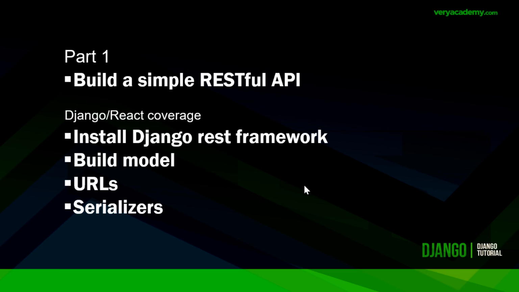So part one is going to be really simple. We're going to build a simple REST API. So we're going to install the Django REST framework, build a new model, configure the URLs, and then also configure the serializers.